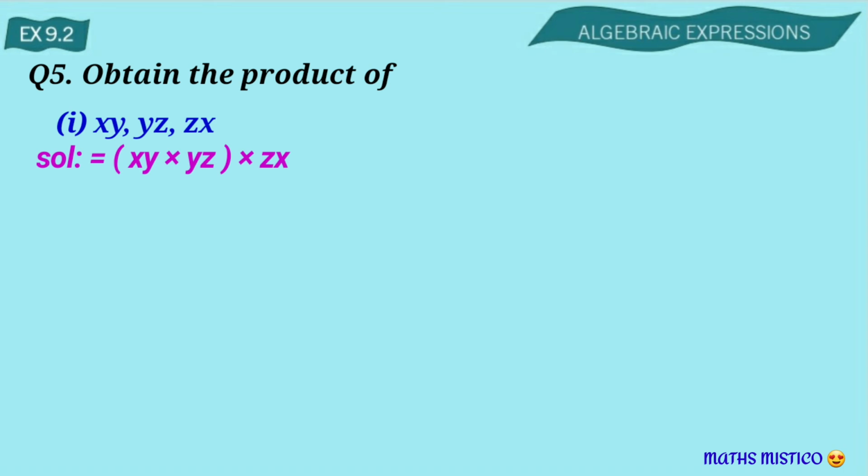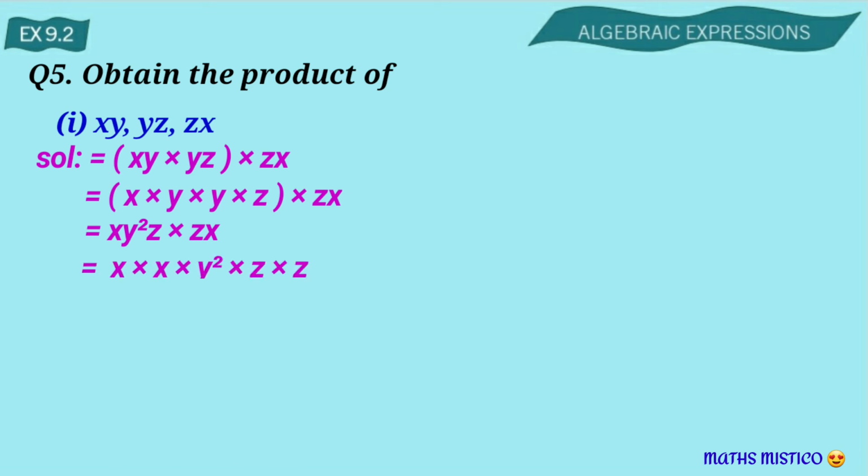So let's proceed further. Inside the bracket, on multiplying we will get x into y into z, which finally becomes xy square z. And now we have 2 monomials, so let's multiply them. We get x into y square into z, which is equal to x square y square z square.